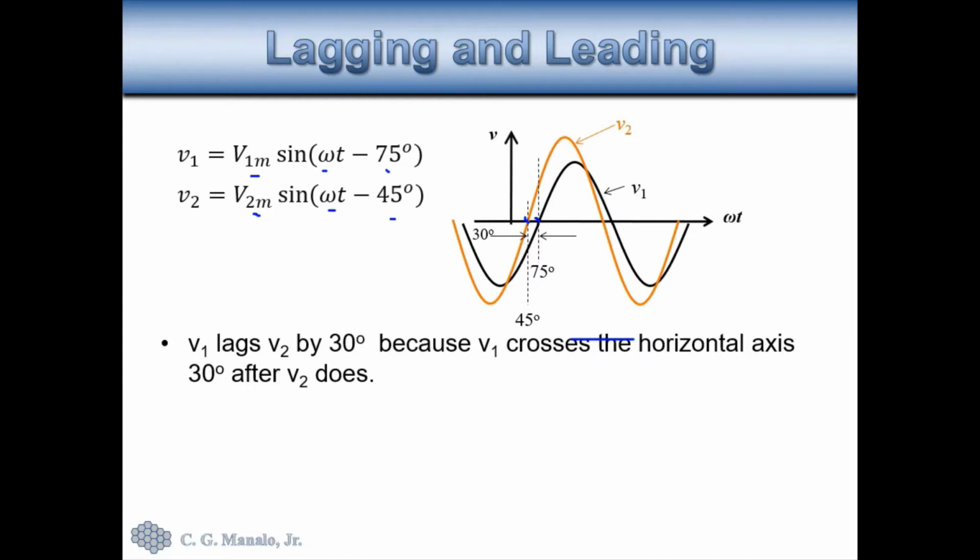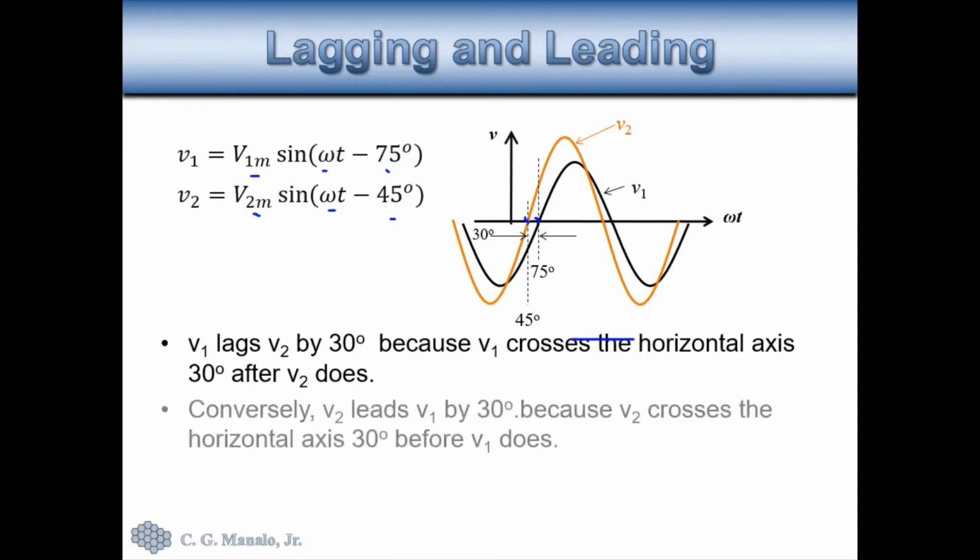So therefore, we can say that V sub 1 lags V sub 2 by 30 degrees because it crosses the horizontal axis 30 degrees after V sub 2 crosses that axis. Or conversely, we can also say that V sub 2 leads V sub 1 by 30 degrees because V sub 2 crosses the horizontal axis 30 degrees before V sub 1 crosses the same axis.